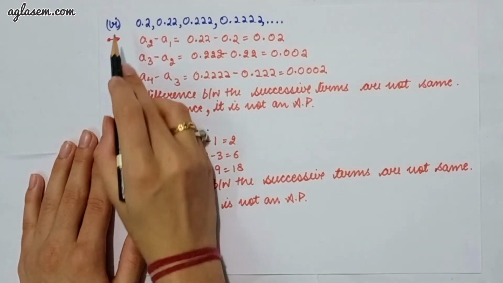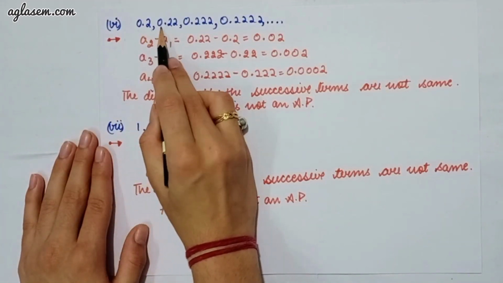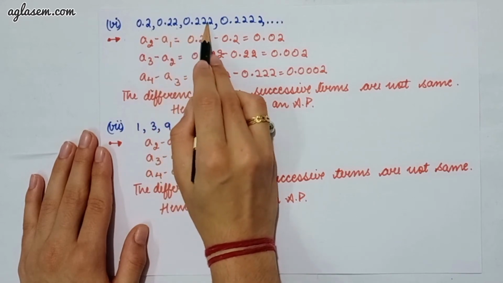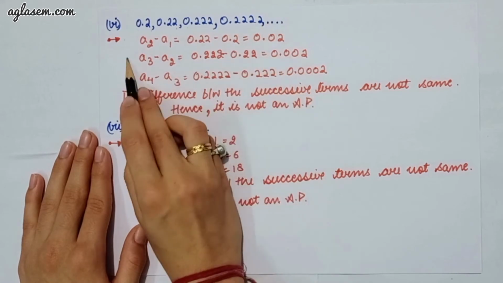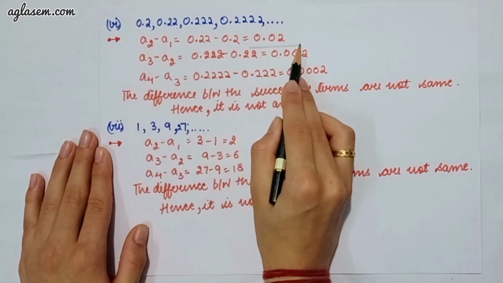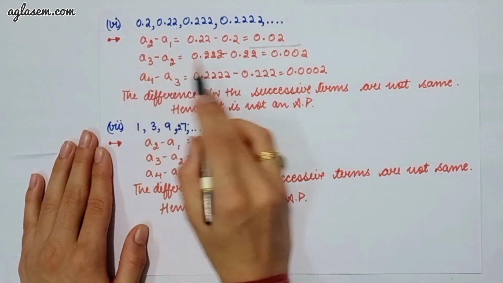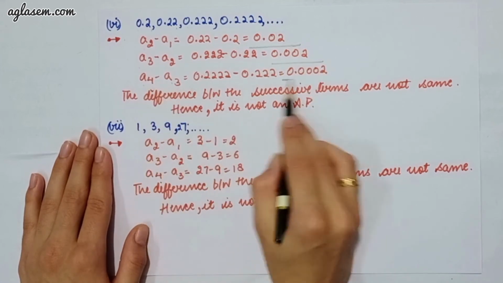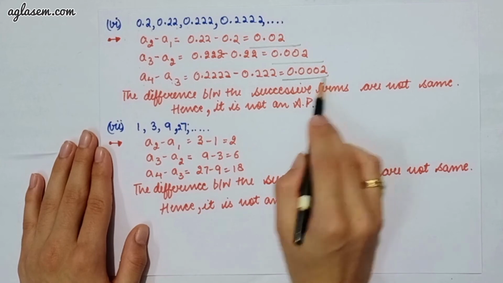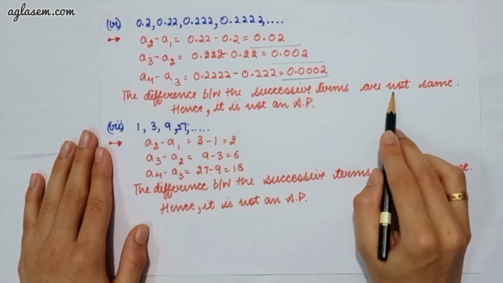Moving to our sixth part, which says 0.2, 0.22, 0.222 and 0.2222. So the answer is A2 minus A1, that is 0.02. A3 minus A2, that is 0.002. A4 minus A3, that is 0.0002. So here the differences between the successive terms are not the same.